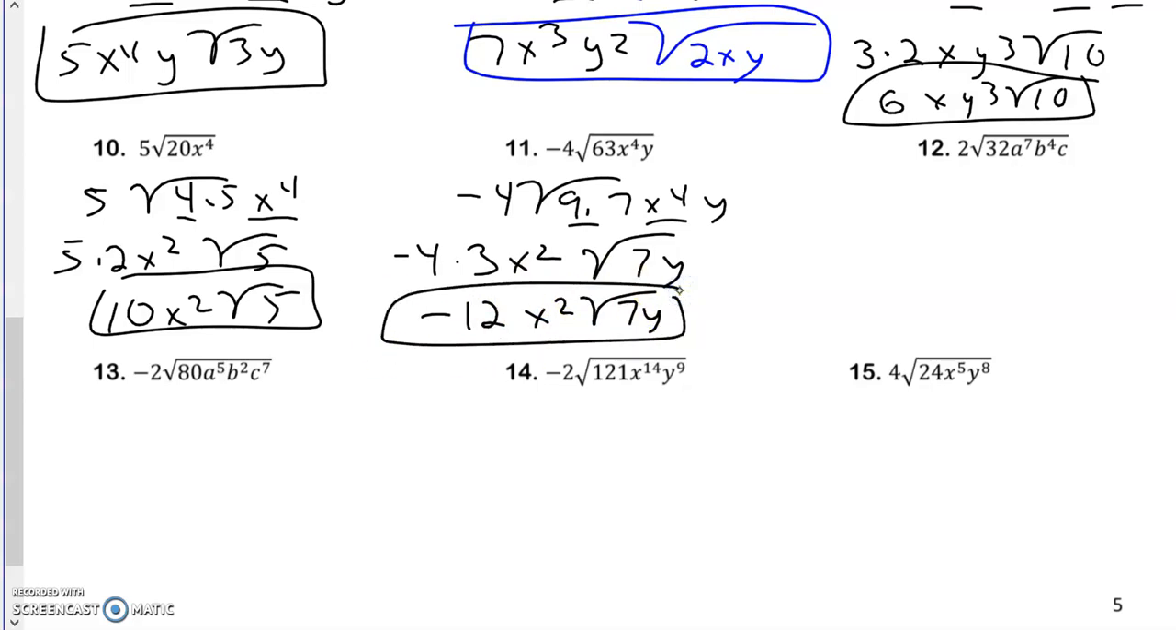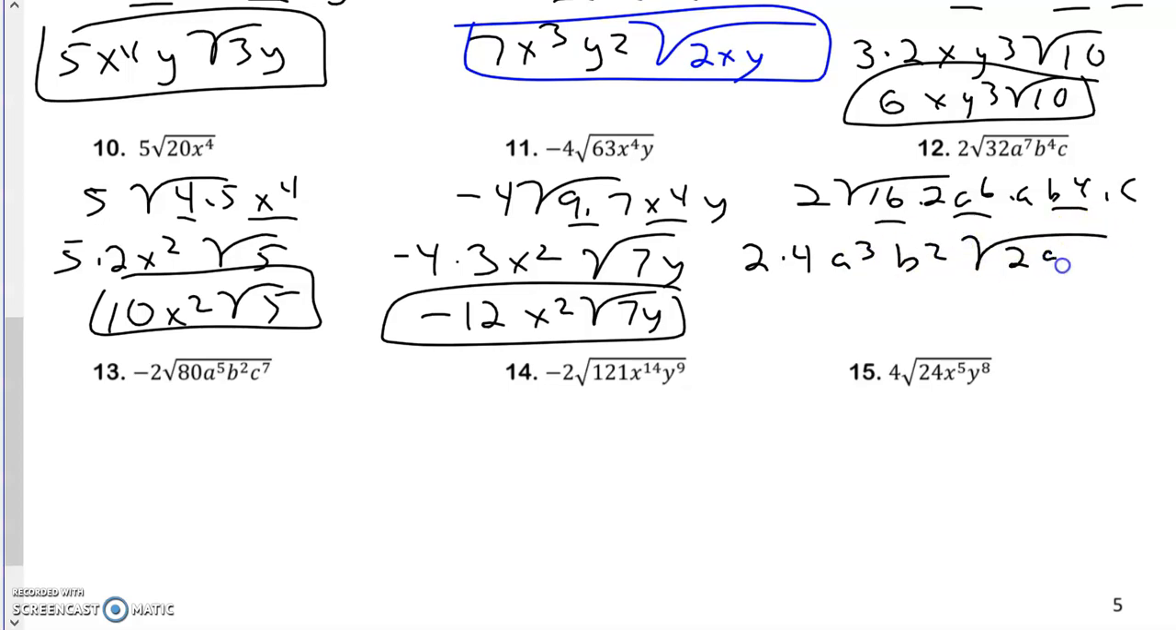Taking a look at the next one. Again, I got to find the biggest perfect square. The biggest perfect square, divide by 2. It sometimes works. If I divide by 2 and I notice it's 16. Yes, and then it's a to the 6th, a, b to the 4th, and c. Underline the 6th, 16, and the 4. The square root of 16 is 4, so 2 times 4. 6 divided by 2 is 3. 4 divided by 2 is 2. What's left is 2ac. 2 times 4 is 8. A to the 3rd, b to the 2nd, 2ac.